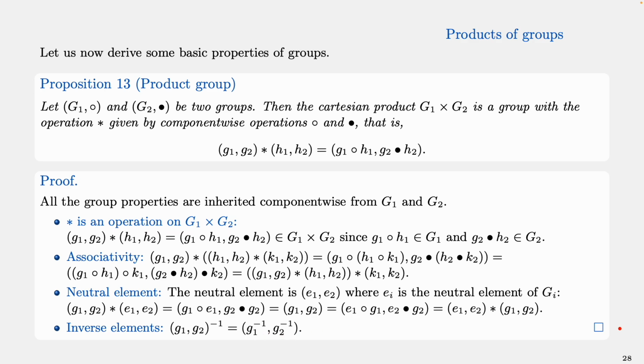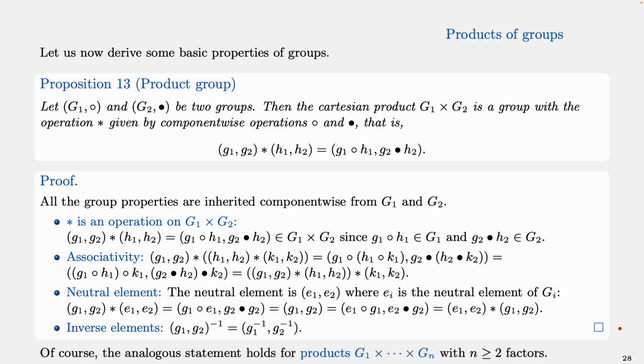If you want to have a closer look, just pause the video and read along the formula here. And of course, we can generalize this construction to products of more than two groups, so we can form group products with an arbitrary amount of groups, G1 up to Gn.